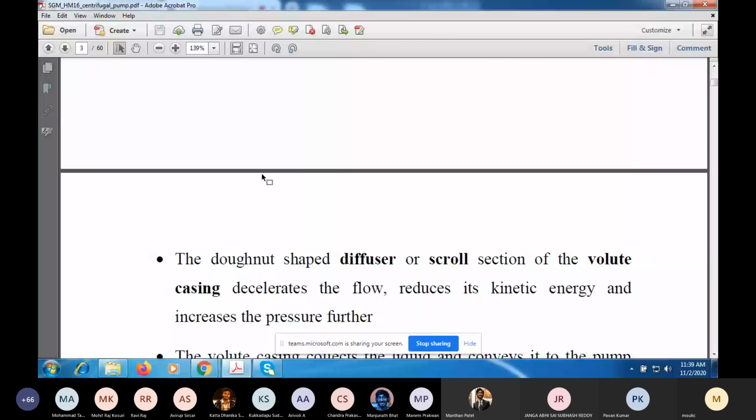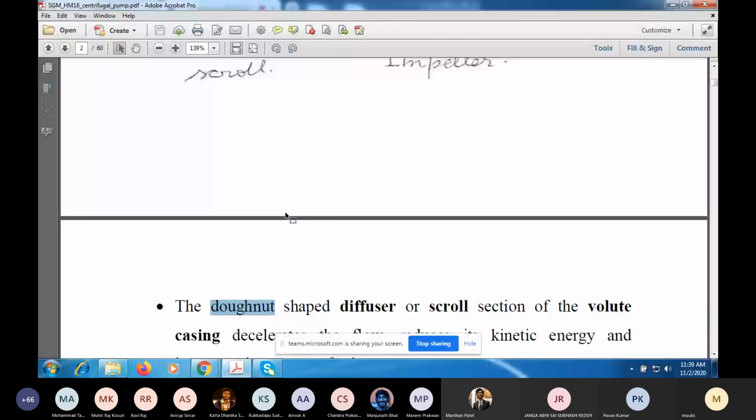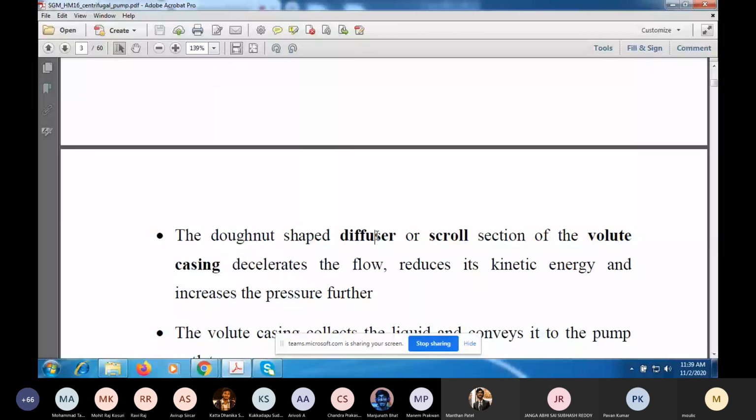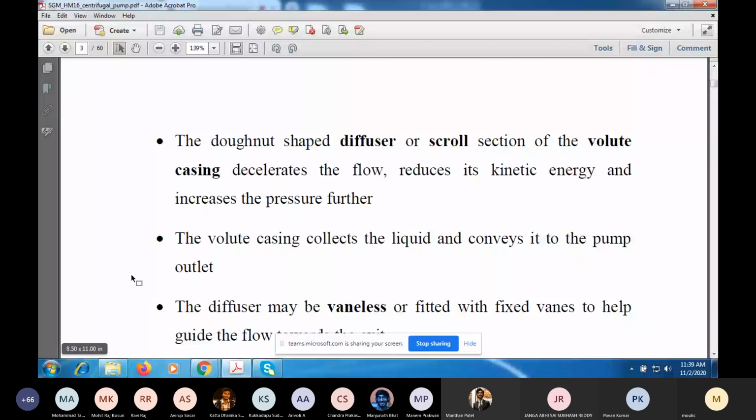So this has the shape of a donut. So this is what you may call a diffuser. Some people call it a scroll section or volute casing. What this does is it decelerates the flow, thereby reducing its kinetic energy. And when the kinetic energy reduces, the pressure will increase. So there is an energy conversion going on in this scroll casing. So the job of the volute is to collect the liquid and convey it to the pump outlet.